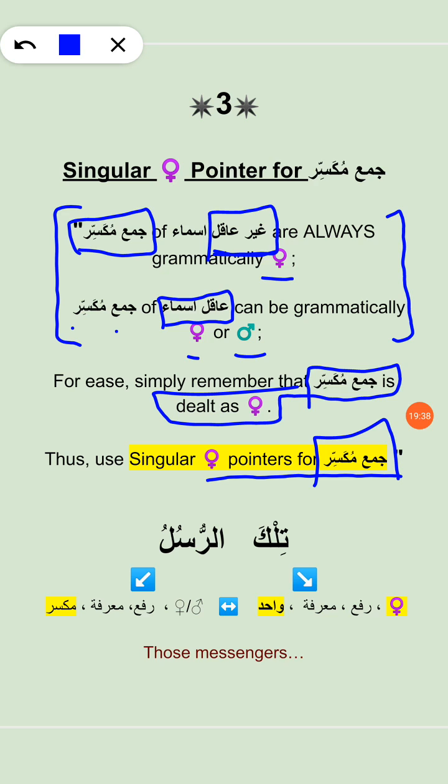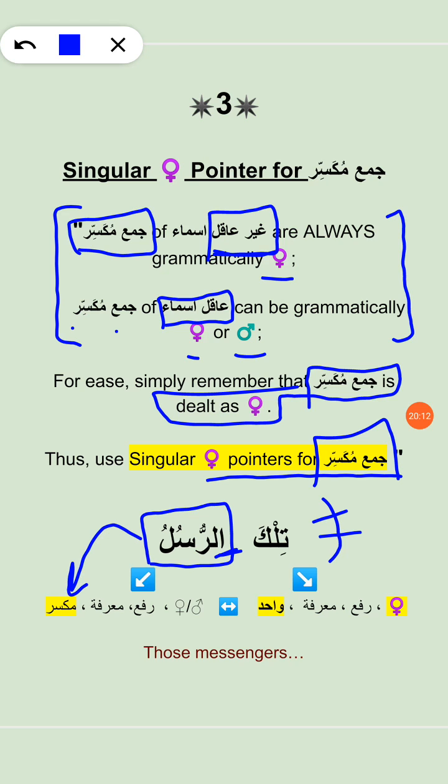Our first example is tilka rusulu. This is the name of our third juz, right? You can see that the word ar-rusulu is actually a jama mukassir, on the pattern of ulun, and if you make it with the definite article, it becomes ar-rusulu. It is the jama mukassir of the word rasulun, and of course the word rasulun is aqil. Messenger, a messenger. So ar-rusulu would be the messengers, and we can see that it is mukassir.